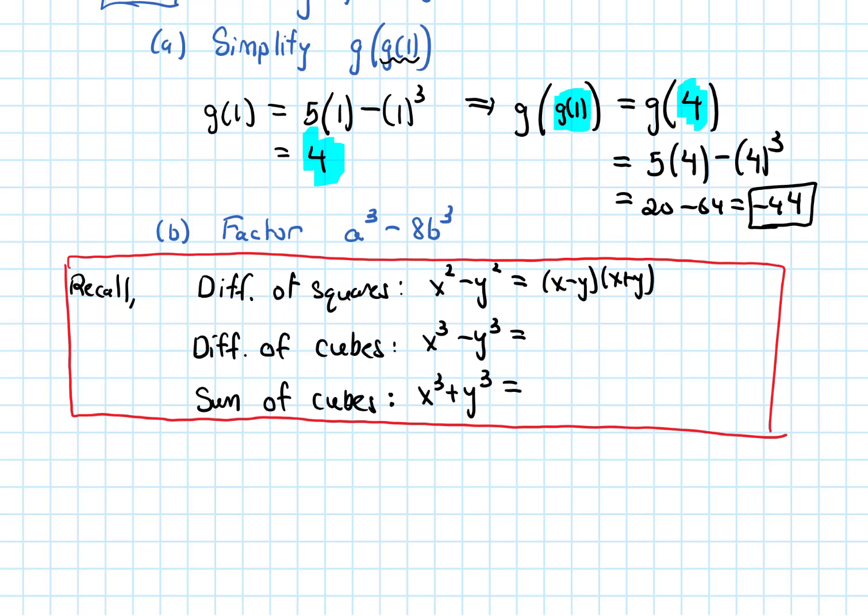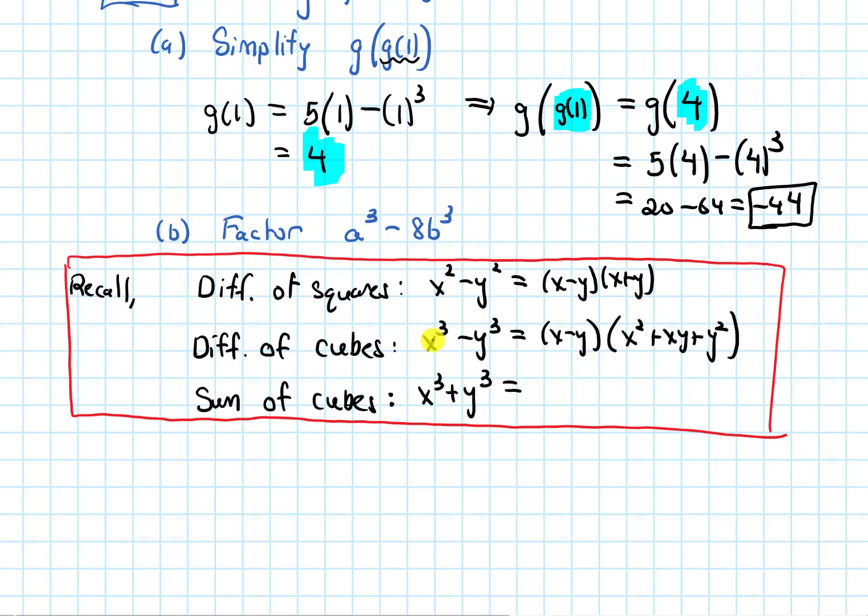So these formulas, maybe you're a little bit more, a little bit less familiar with. Usually people are very, very comfortable with difference of squares because we see it a lot more often. Difference of cubes, sum of cubes show up less often. So difference of cubes will factor as x minus y first, and then times x squared plus xy plus y squared. And then for a sum of cubes, it turns out it's really similar to a difference of cubes.